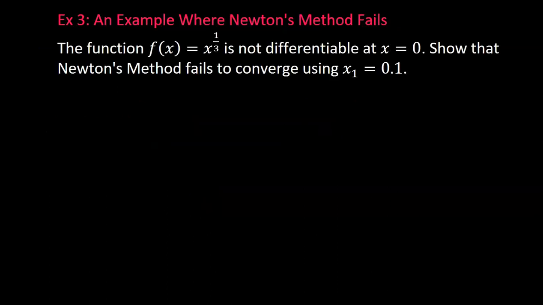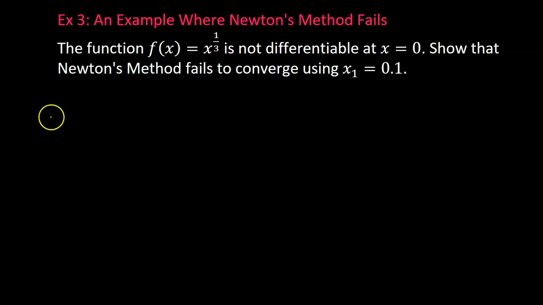For example 3, I'm just going to show you what that looks like. The function f of x equals x to the 1/3 power is not differentiable at x equals 0. Show that Newton's method fails to converge using the starting value x1 equals 0.1.